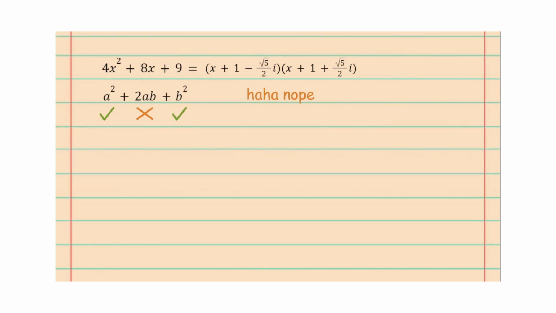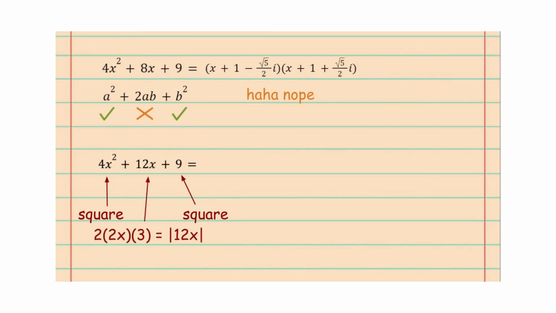Let's fix our trinomial so it factors like it should. 4x squared is a perfect square, as we've mentioned, as is 9. Now let's check out that revised middle term. 2ab is what our middle term should be. 2 times the square root of our first perfect square times the square root of our second perfect square. That should equal the absolute value of the middle term. And in fact, it does. That's why we get a good factorization.